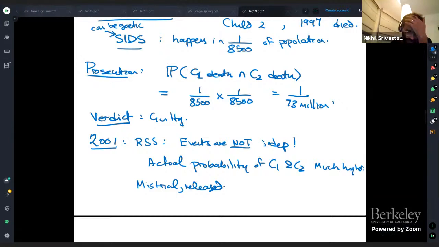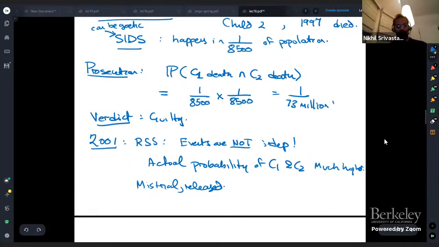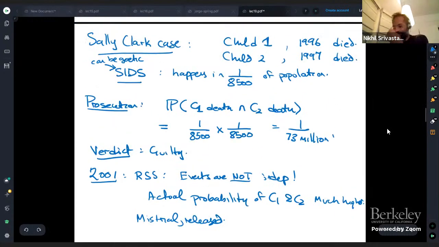So, this is an extreme case, but a very common type of mistake in applications of probability, which is assuming things are independent when they're not. And it has really major consequences, both mathematically and also in applications. Okay, so any comments or questions about that?